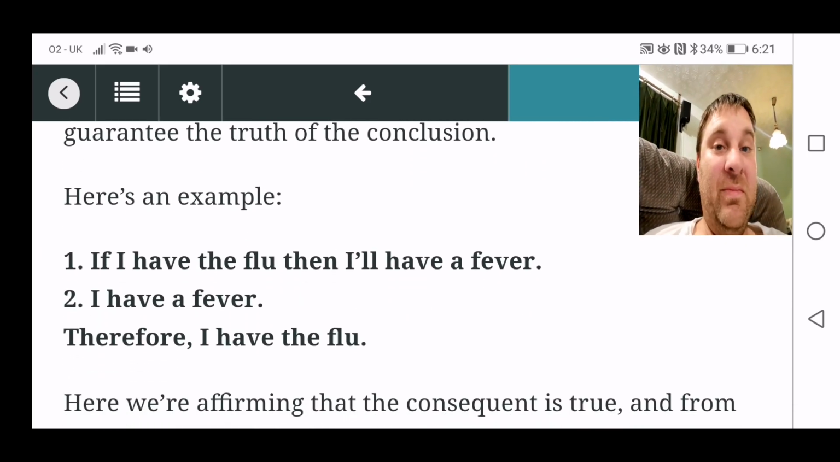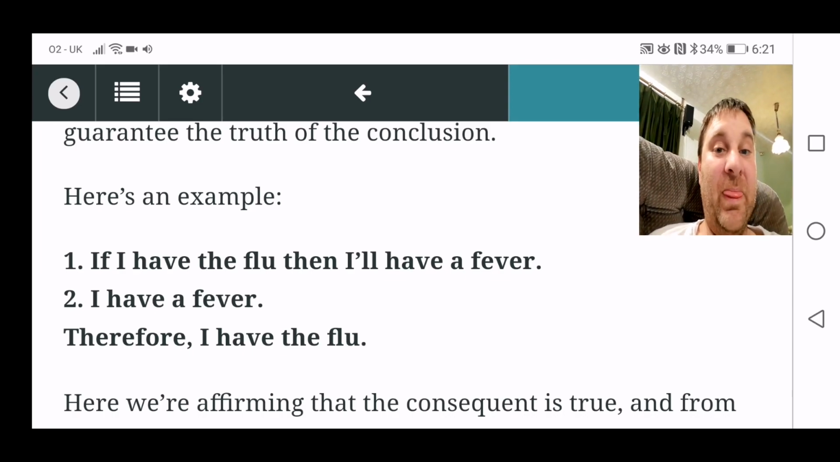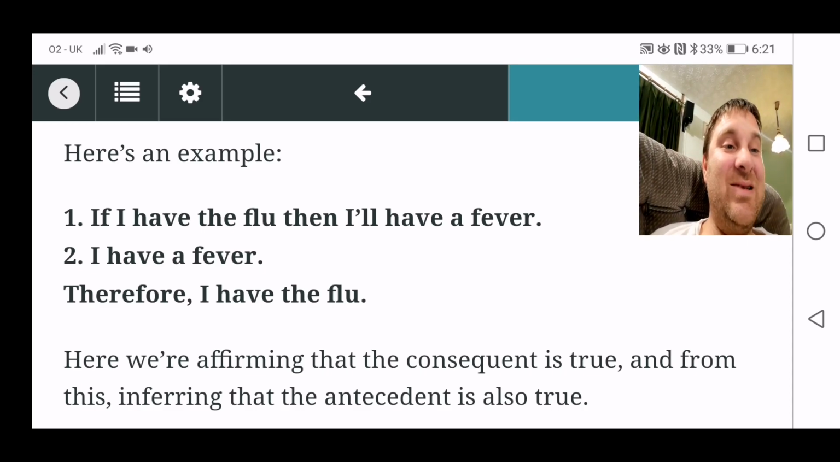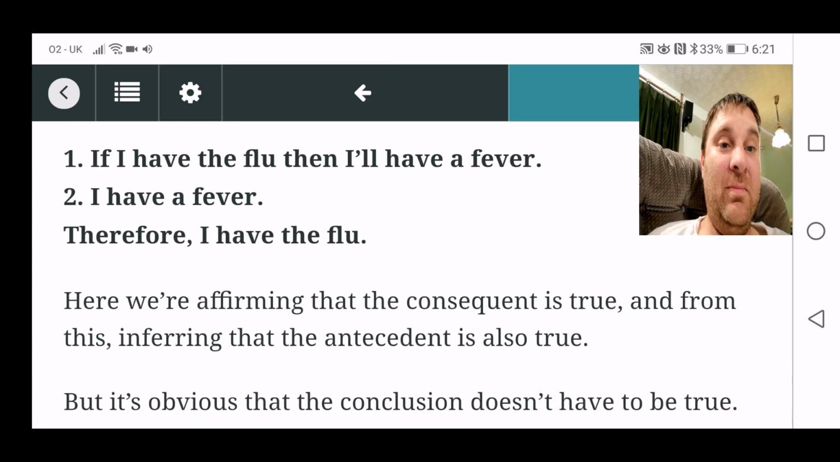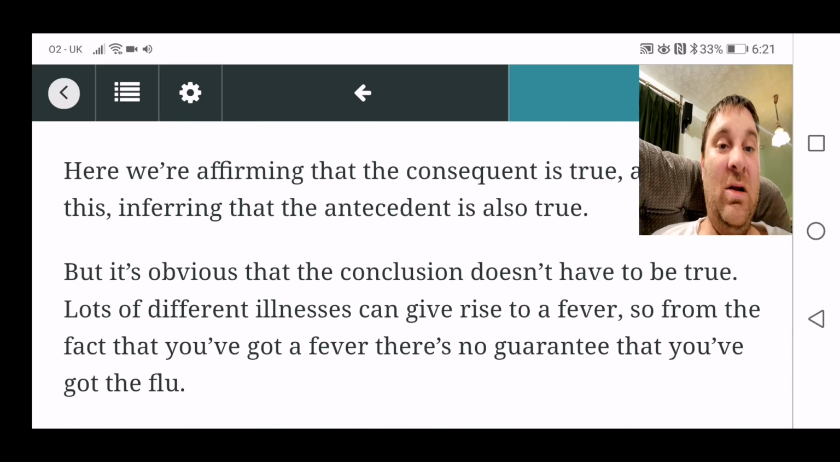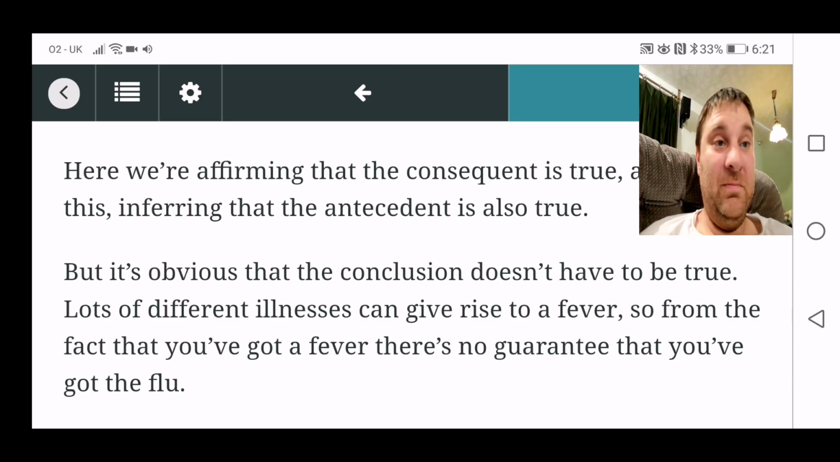Here's an example. If I have the flu, then I'll have a fever. I have a fever, therefore I have the flu. Here we're affirming that the consequent is true, and from this inferring that the antecedent is also true. But it's obvious that the conclusion doesn't have to be true. Lots of different illnesses can give rise to a fever. So from the fact that you've got a fever, there's no guarantee that you've got the flu.